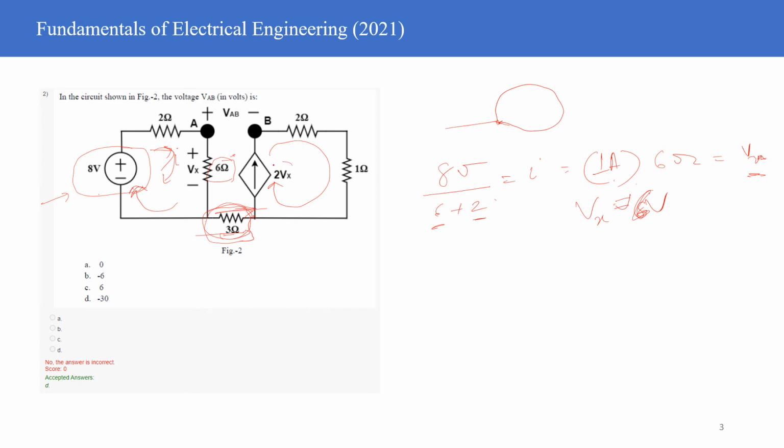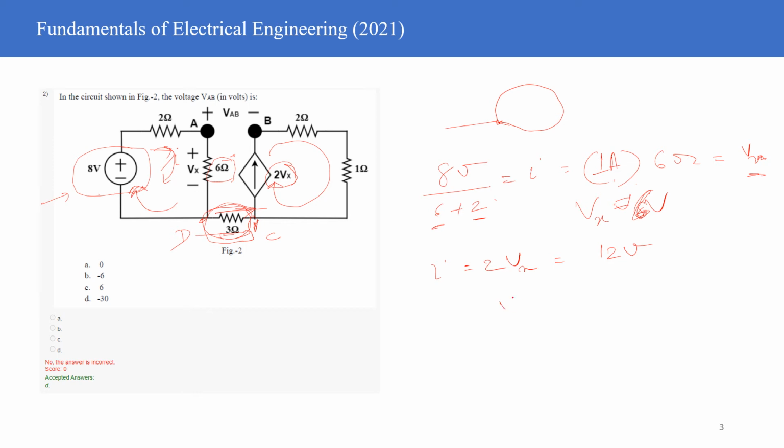Now, what is the current which is going to flow in this particular branch? If it is equal to 2 times Vx, what's going to be the current, Hassan? Sir, 12. 12, correct. So, what is the potential at point B with reference to this particular point? Let me call this C, and this D. With reference to C, what is the potential at B?